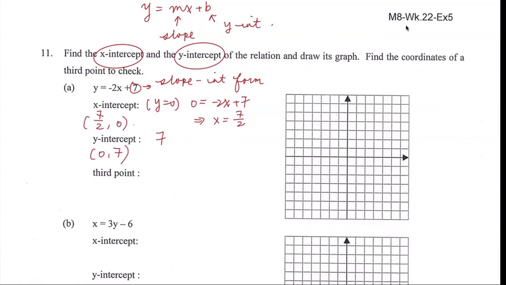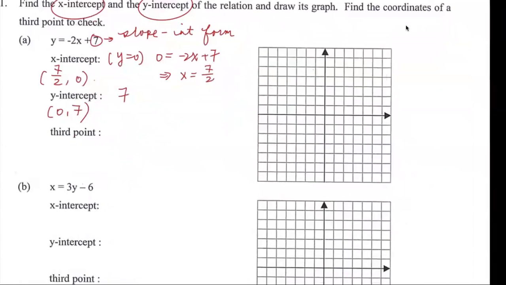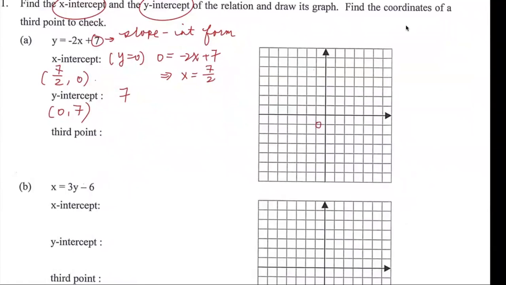Now we have 2 points, right? Remember, if we have 2 points, we can plot them, and if we join these 2 points, we can find the straight line, because any 2 points determine the straight line, right? So we have (7 over 2, 0) and (0, 7). So this is 0, 0.